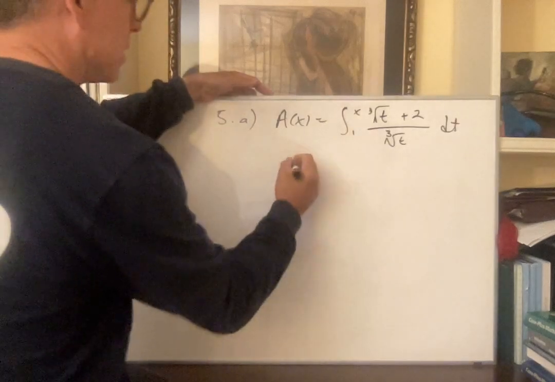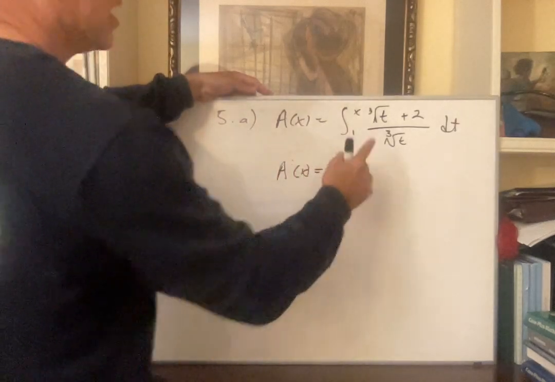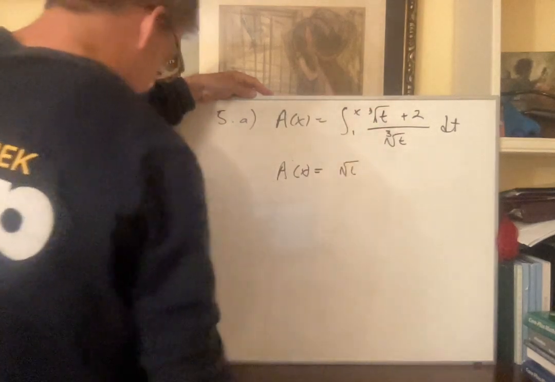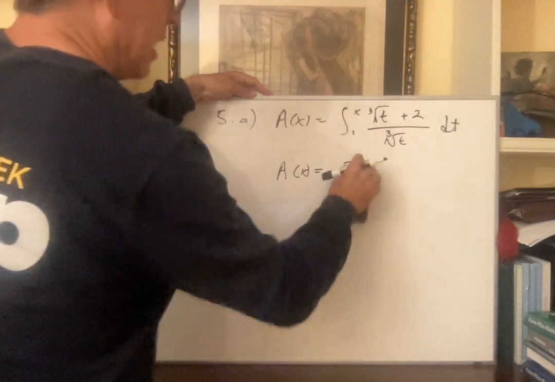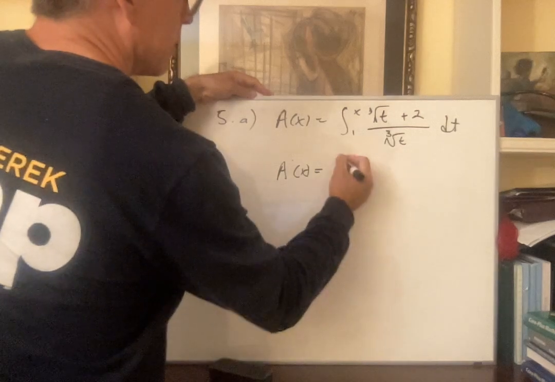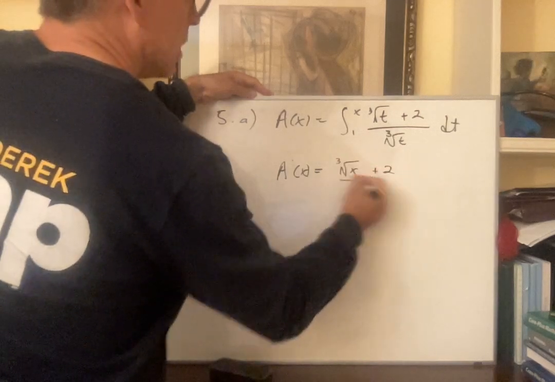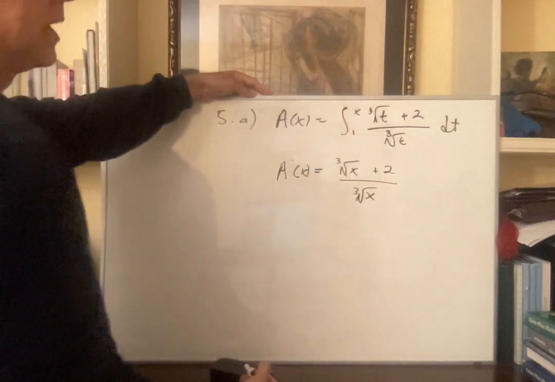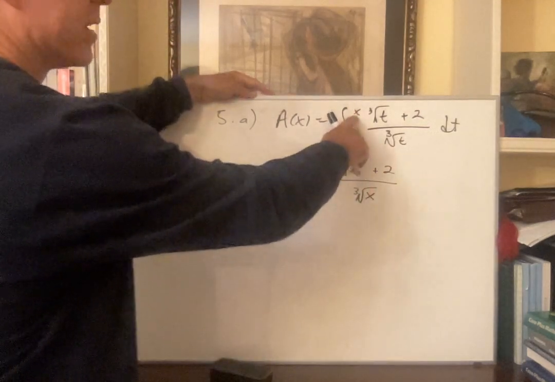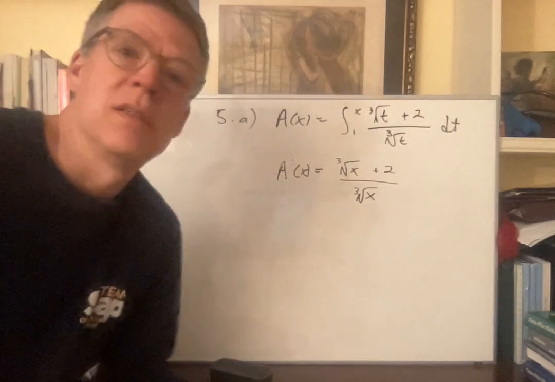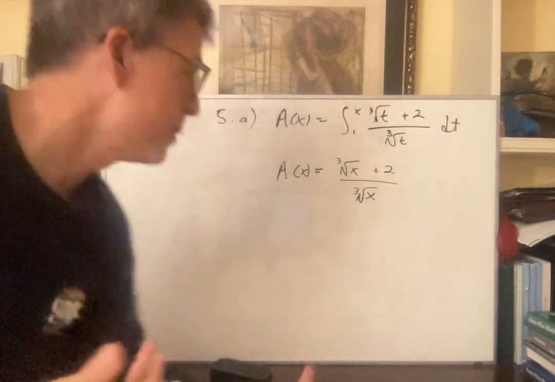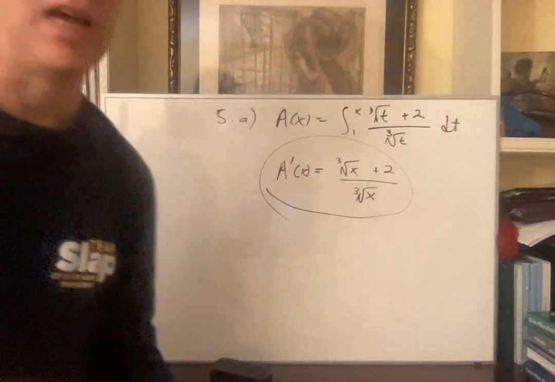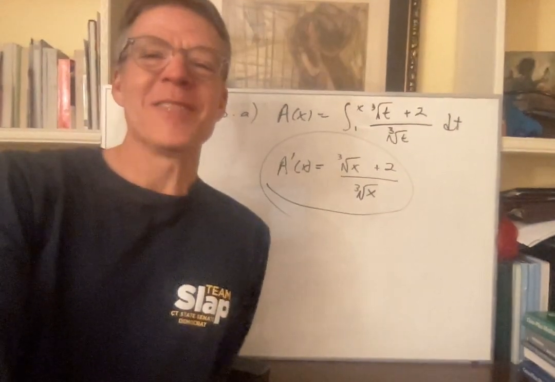Well, just follow the pattern. Every time you see a dummy variable, you put in the upper limit. So you'll have the cube root of x plus 2 all over the cube root of x, times the derivative of this. But guess what the derivative of x is? It's just 1. So don't even worry about it. This is your answer. Okay? And they all work like that. I hope that helps. Okay, see ya.